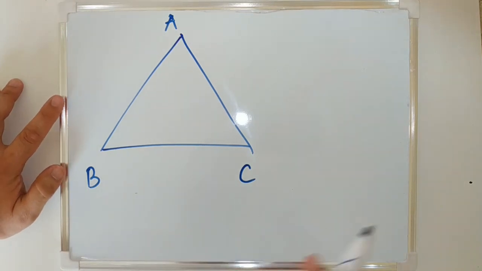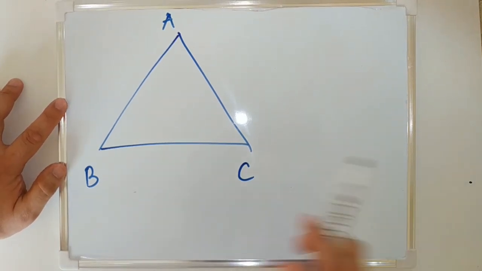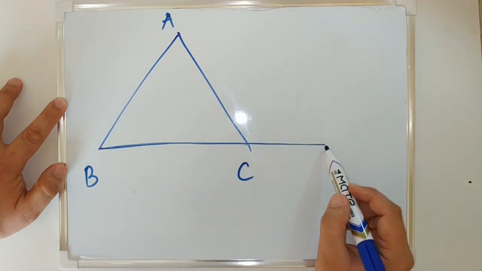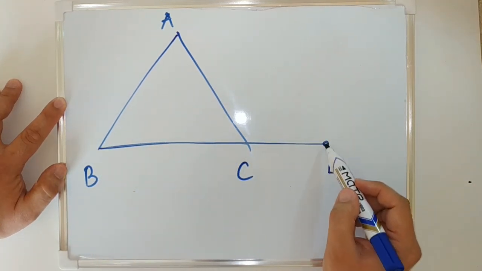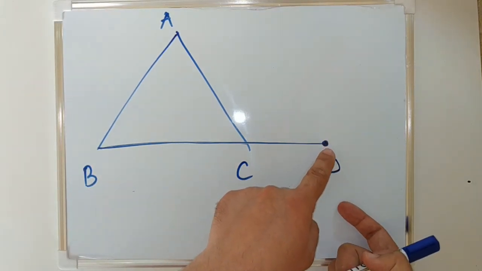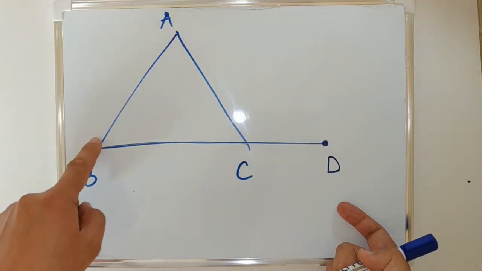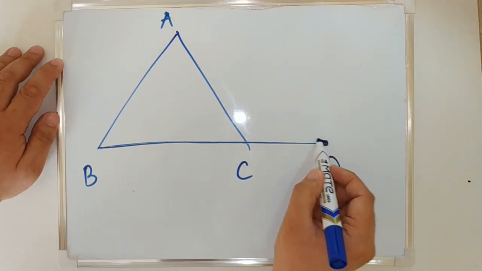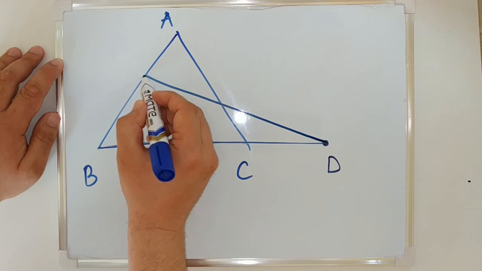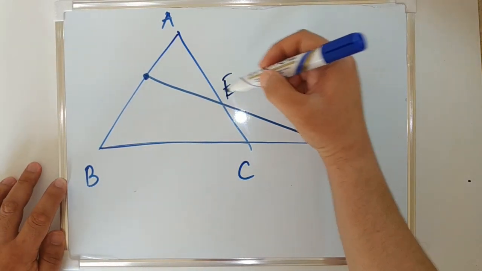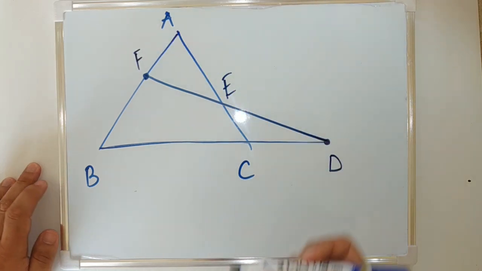So I'm going to extend one of the sides of this triangle. Let me extend the side BC. So I'm going to extend BC and then I'll get the point D here. Another line segment from point D to the remote side of the triangle. So from D, I'm going to draw a line segment to AB. Now we have this figure. Let me call this point E and then this point F.